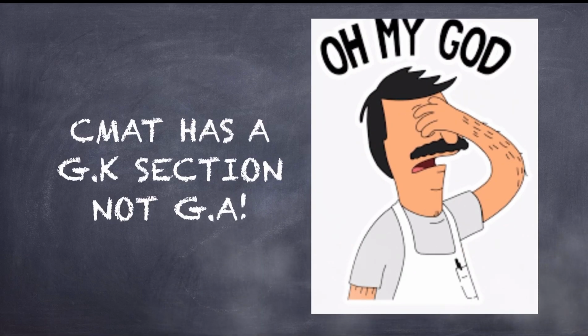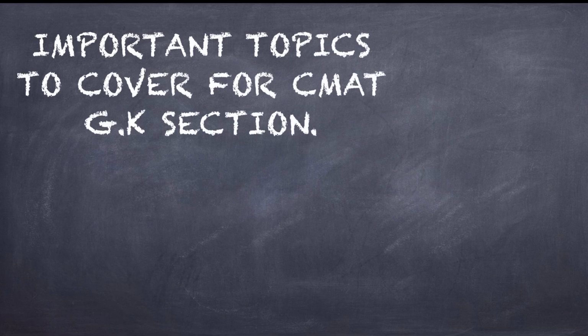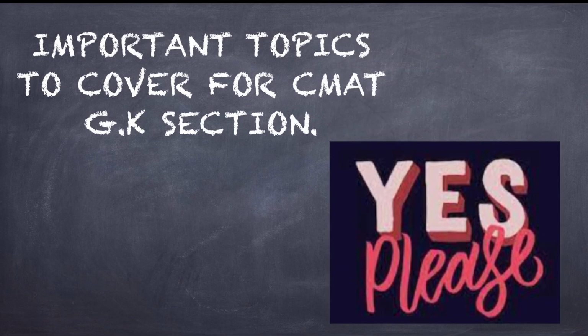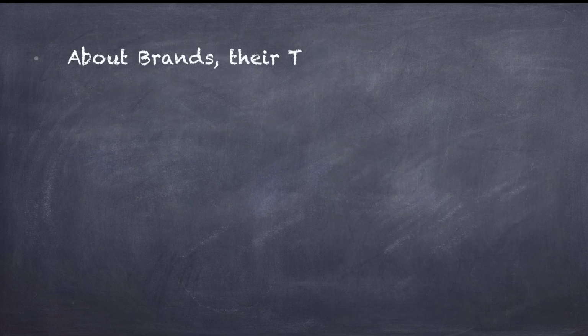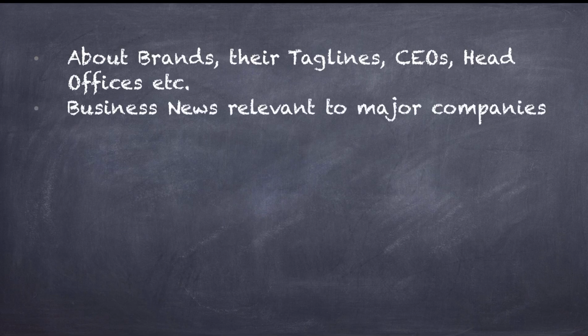Now the question comes, oh my god, how do I prepare and what mistake was I making? Now, important topics to cover for the CMAT GK section. I've already mentioned that reading newspapers and going through current events won't help you for the CMAT GK section. So let's discuss the important topics that will help you. First, brands, their taglines, CEOs, head offices, etc. You can go on Google and look up the brands, their taglines and the CEOs of important businesses. Questions like these are going to be asked in the CMAT examination.